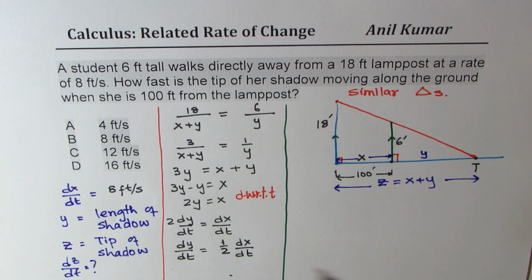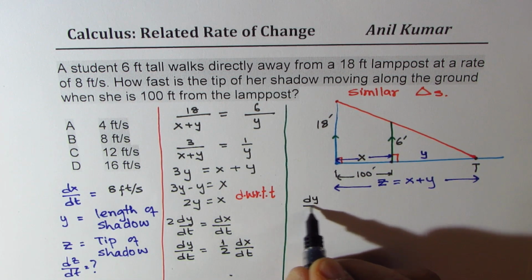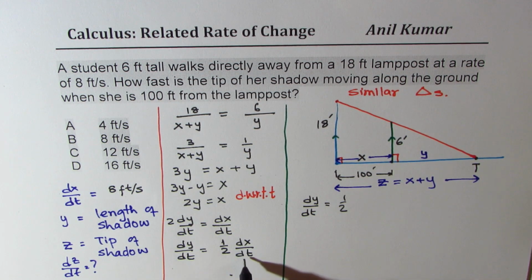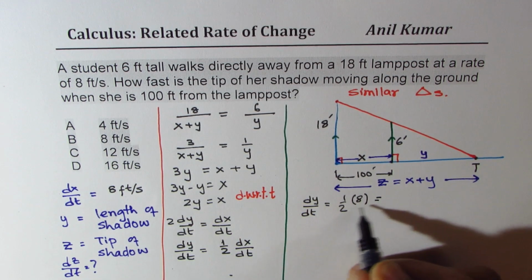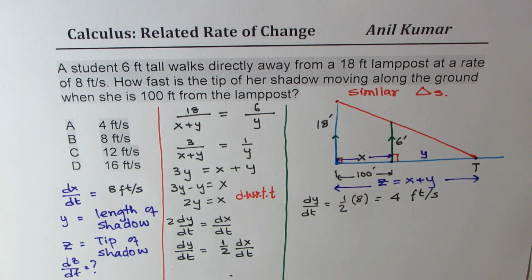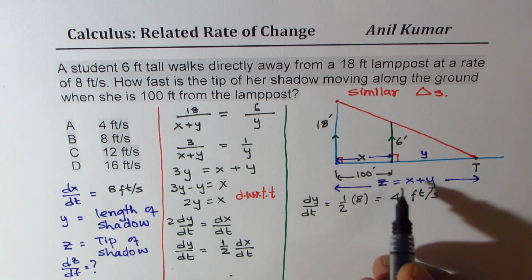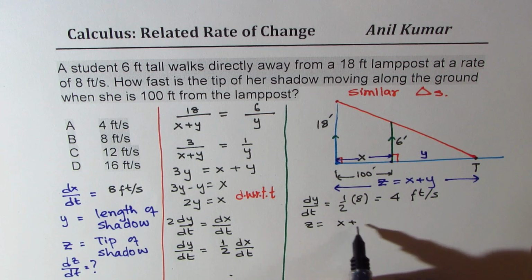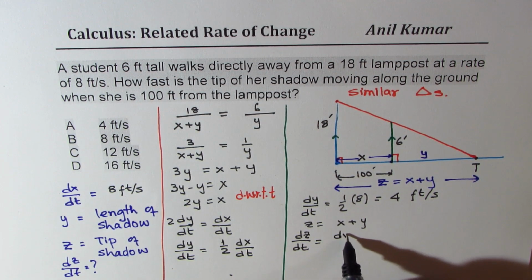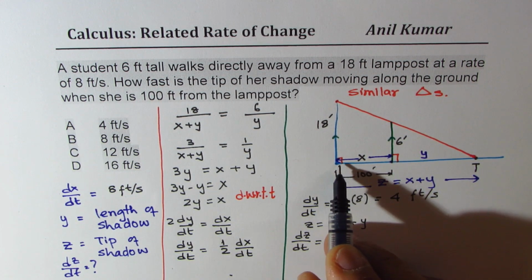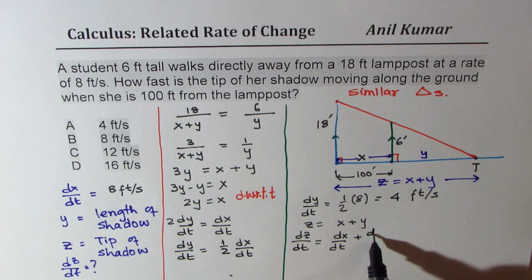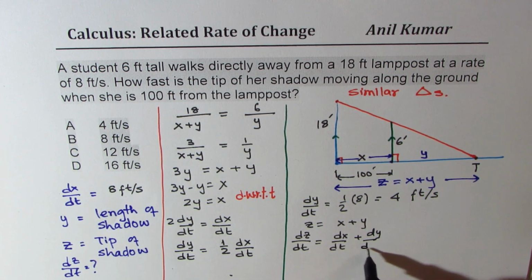So let's move on and now get closer to our answer. We can first get dy/dt, which is independent of this distance, but is directly proportional to dx/dt, which is 8. So we get this as 8 divided by 2, which is 4 feet per second. So we get dy/dt. But we want dz/dt, so we know z equals x plus y, the tip of the shadow. So the rate of change of the tip of the shadow with time is the sum of the rate of change of the distance from the wall, that means the rate of walking, plus the rate of shadow length. Do you understand this part, right?